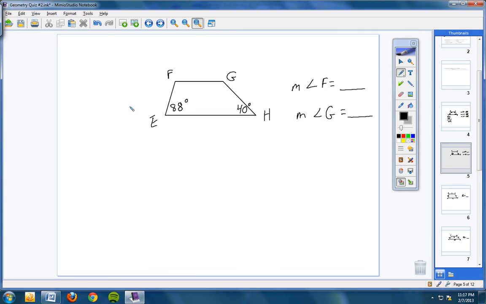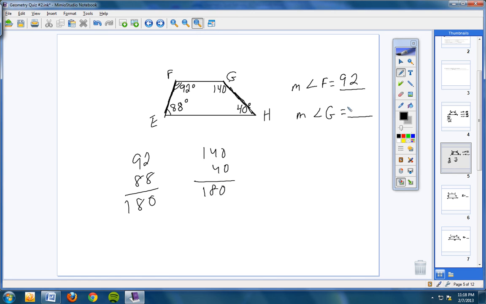Moving on to the next problem. I believe the direction said to find the two missing angles. Anytime you have a trapezoid, the two angles on each leg are always going to be supplementary. Always, always. So angle F would be 92. How did I know that? Because 92 plus 88 is 180. Now over here, these two angles on this leg also have to be supplementary. So if that's 40, this has to be 140, because 140 plus 40 is 180. So the measure of angle G is 140 degrees.